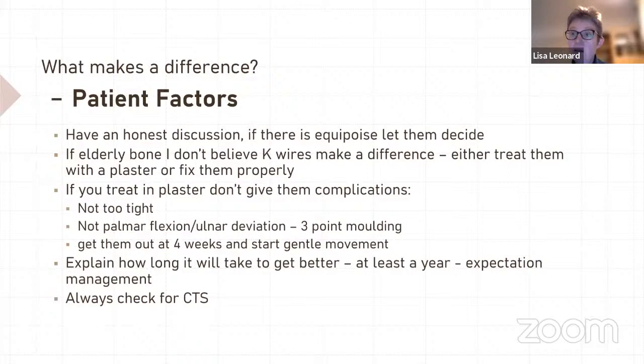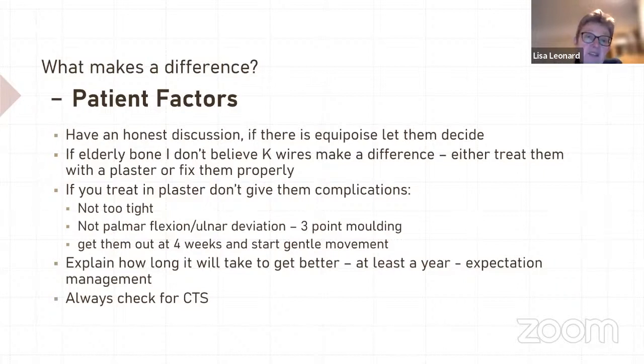I do K-wire younger patients with the sort of configuration that we've seen from Lindsay sometimes, because the wires will hold in that sort of bone. But if you've got elderly bone, I don't think the wires really do a great deal of good. It just consumes your theatre time and gives them some K-wires sticking out of their arm that will get infected. And then you take the wires out and the fracture tends to sublux back to how it was in the first place. So I treat elderly patients in a plaster, or I fix them with a plate.